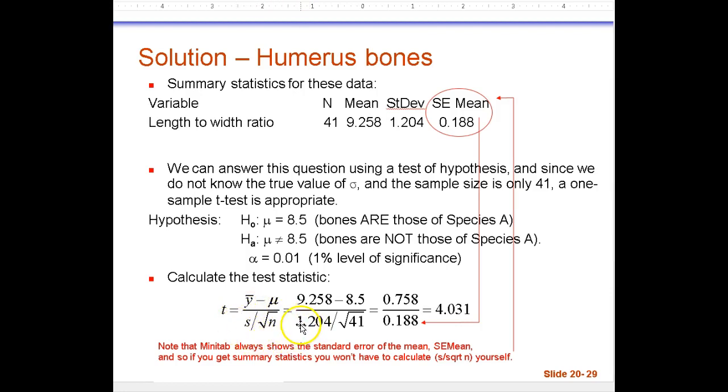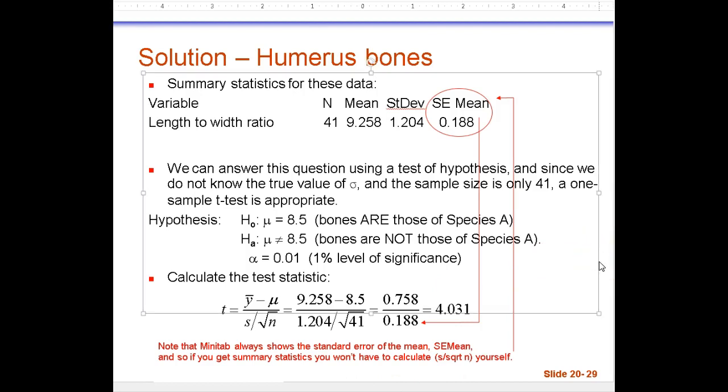So when I work out the standard deviation divided by the square root of 41, that is the standard error of the mean, which Minitab automatically gives you when you do summary statistics, because it is a calculation that you have to do pretty well all the time. Okay, so we work out the test statistic of 4.031.